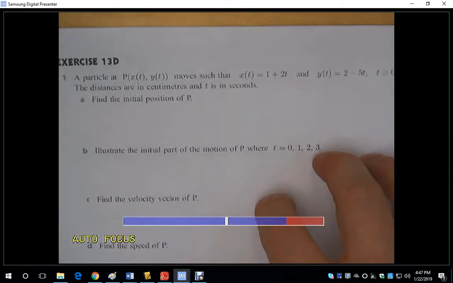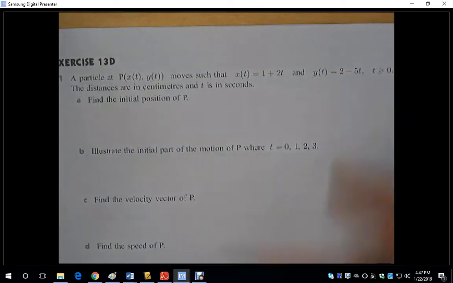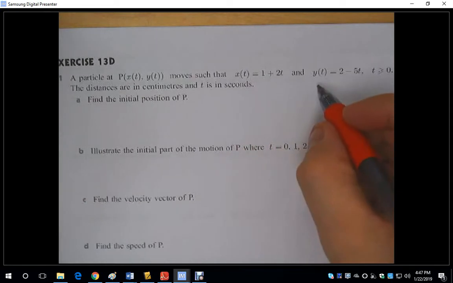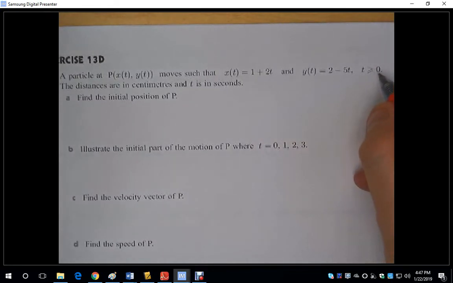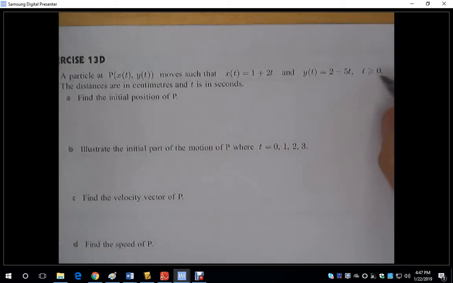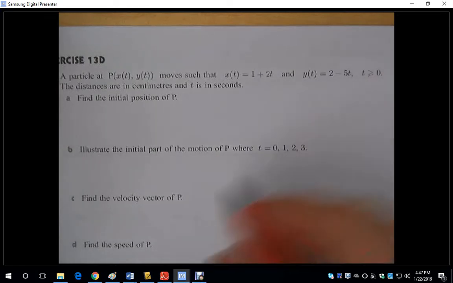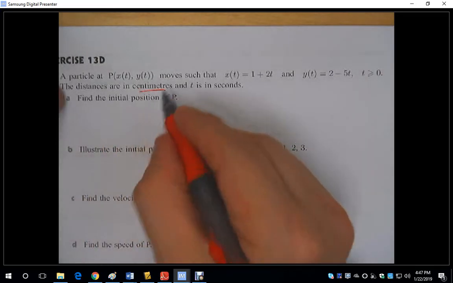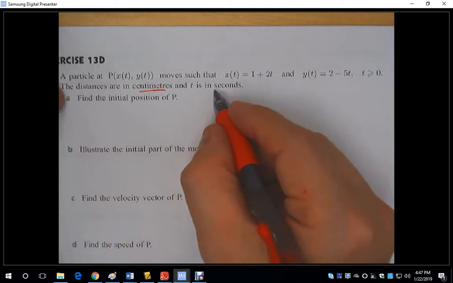If I have a particle P that is traveling with these parametric equations here, where time is greater than or equal to 0. The reason why time is greater than or equal to 0 is because we don't know what's happening to this object before time 0. When we have time -1 or -2, maybe there's a turn, or maybe the object is stopped. But we just know what happens to the object after time equals 0. So we know that the distance is in centimeters and time is in seconds.